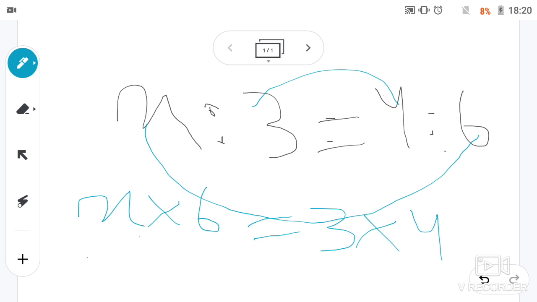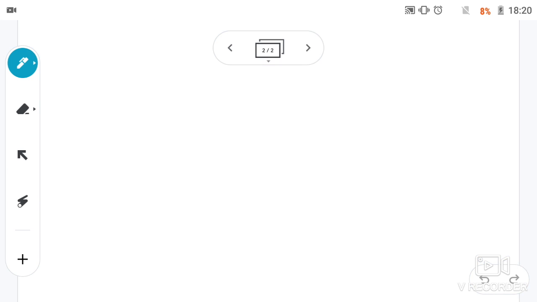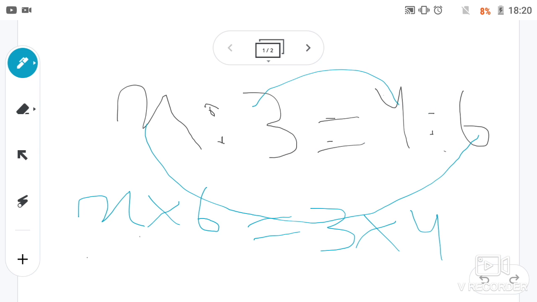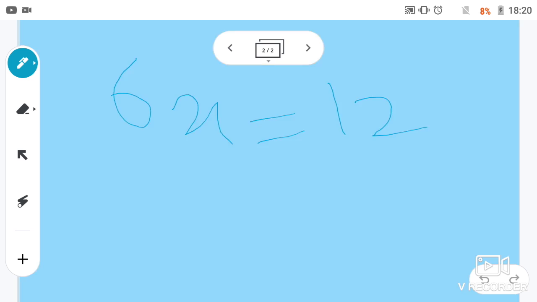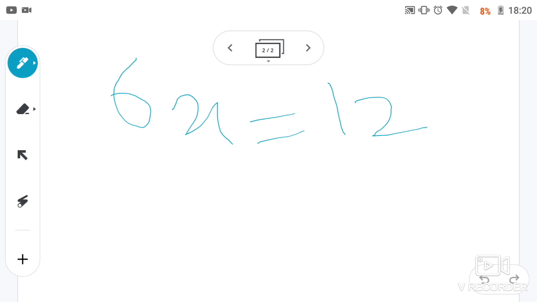Let's move to the next page. So it will become 6x is equal to 12. Was it 12? Sorry. Yes, it is 12.